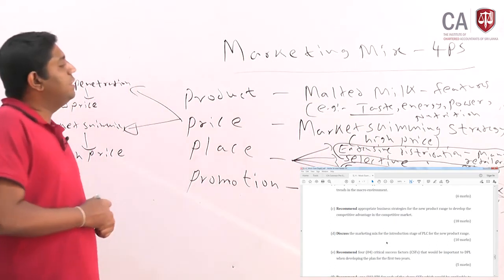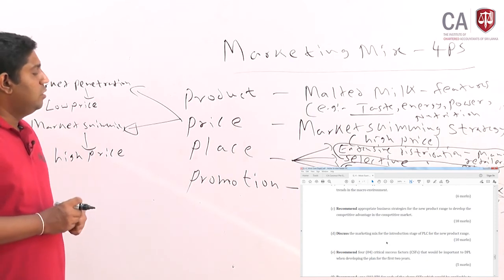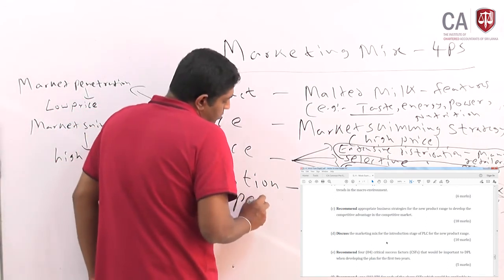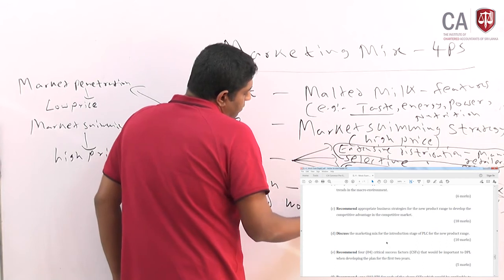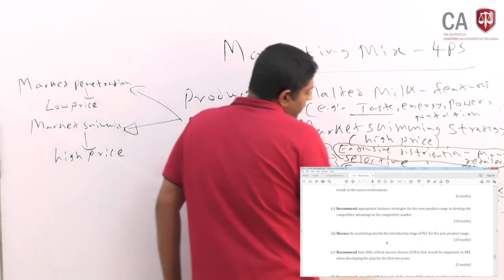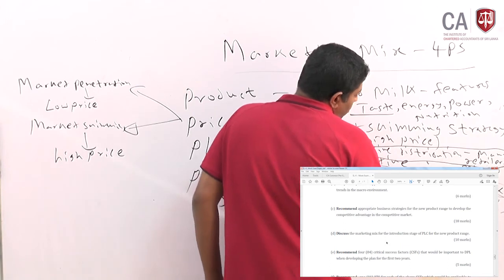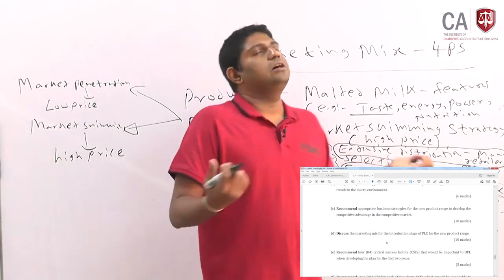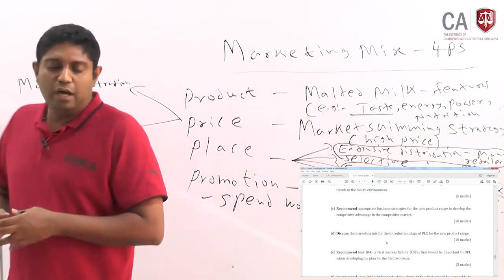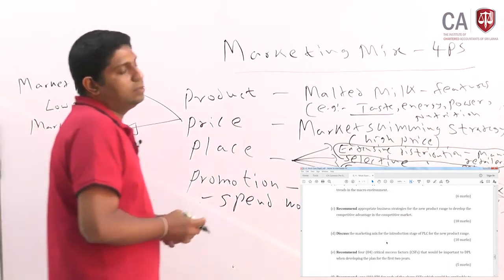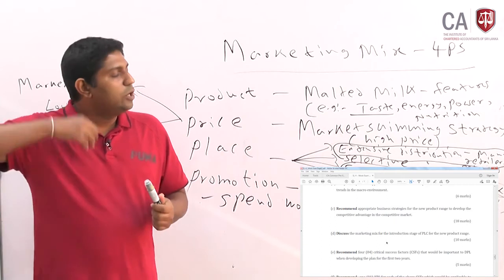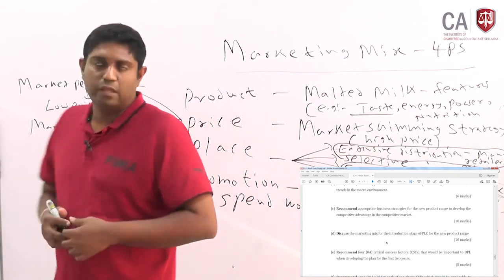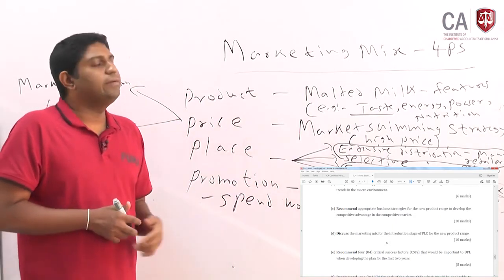Then promotion at the initial stage, what do you think? Do you want to spend a lot of money on promotion? Yes, you have to spend a lot of money, spend money heavily on advertising. Why? When you are offering a new product to the marketplace, customers may not be aware of it. So, initially you have to give awareness to the customers about these new products. To do that, you have to spend a lot of money on advertising.